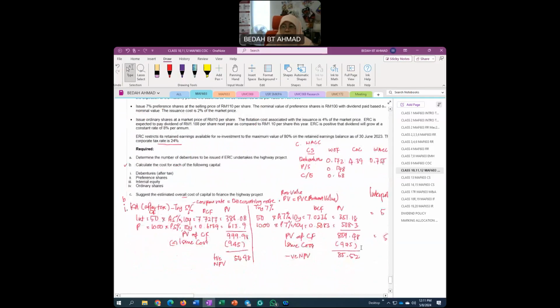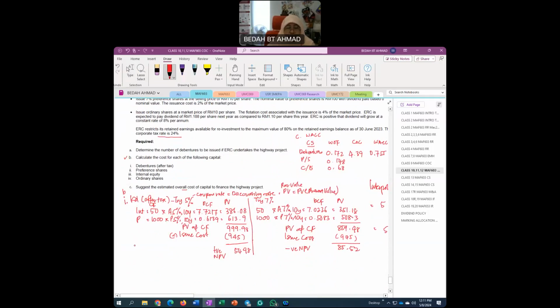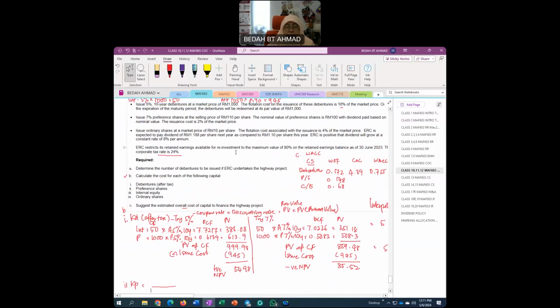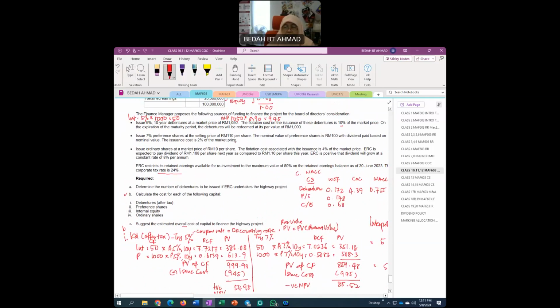Okay, so now we want to compute for number 2, which is preference shares, KP. KP for the preference share. So it's the dividend divided by net price, or the market price less the flotation cost. So 7% preference shares at the selling price 110. So this is the market price. Issuance cost is 2%. So multiply by 98%. So 110 multiplied by 98% is 107.8.